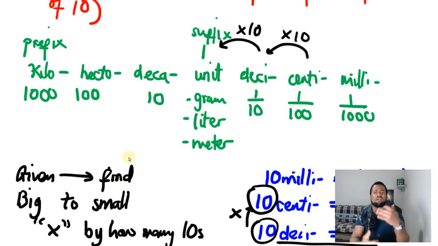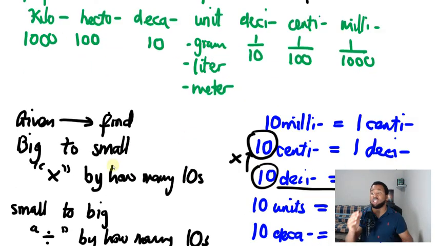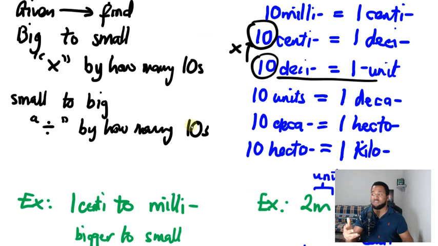By that way, you can get yourself comfortable and fluent in terms of which one is bigger and smaller, and based on which one is bigger and smaller, you can know whether to multiply or divide by a specific factor of 10.